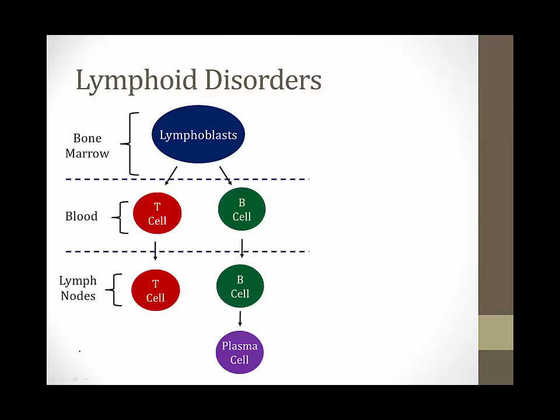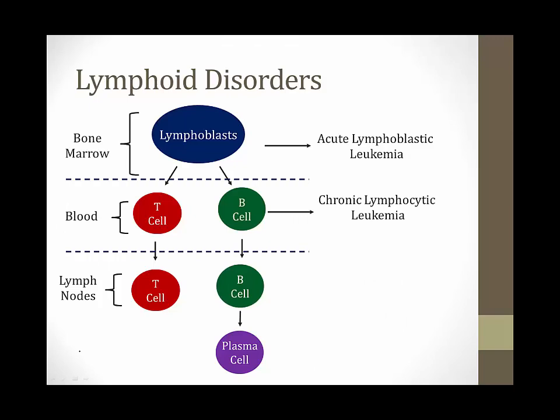Things are a little bit more complicated on the lymphoid side. You can have a malignancy of lymphoblasts. That leads to an acute leukemia called acute lymphoblastic leukemia, which we'll talk about in this module. You can also have a malignancy of more mature lymphocytes, and this can lead to a chronic lymphocytic leukemia, which we'll talk about in the module on chronic leukemias.